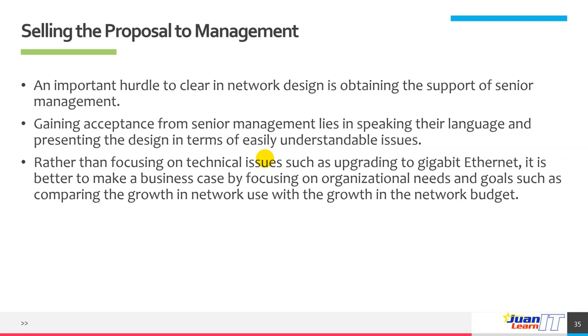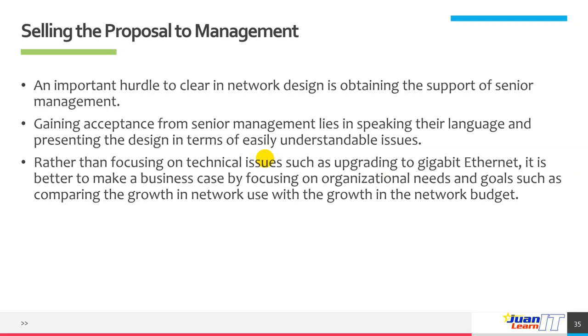Likewise, a focus on network reliability is an easily understandable issue. For example, if the network supports a mission critical system such as order processing or moving point of sale data from retail stores to corporate offices, it is clear from a business perspective that the network must be available and performing properly or the organization will lose revenue. That's how we sell it to the management.